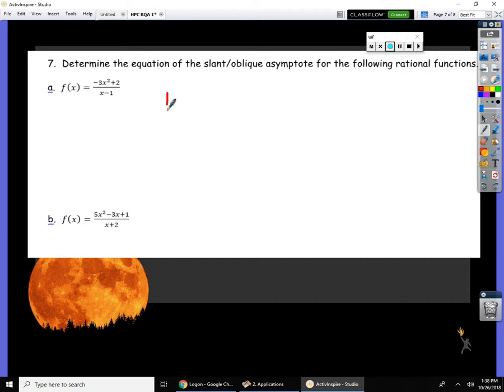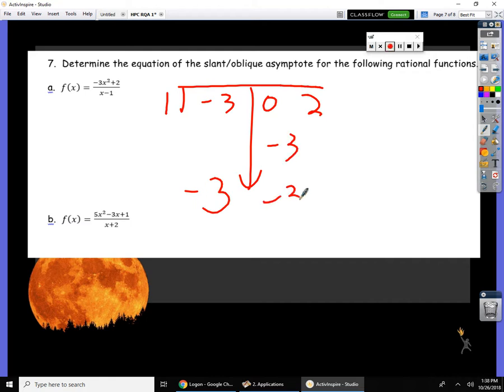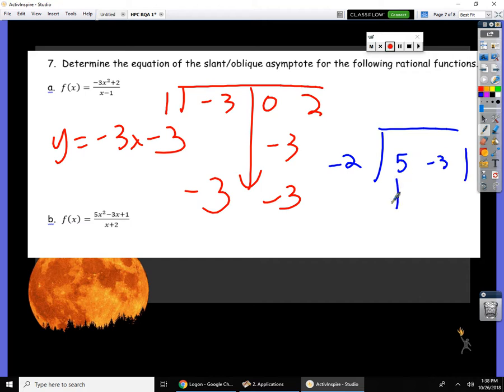So, synthetic division. I'm going to do 1, and then I'm going to do negative 3, 0, 2. What is the 0 of the denominator? Okay, drop it like it's hot. Negative 3 times 1 is negative 3. Add it, negative 3. So y equals negative 3x minus 3. Okay? The next one, what goes on the outside? Negative 2. 5, negative 3, and 1. Drop it like it's hot. 5 times negative 2 is negative 10. Negative 3 plus negative 10 is negative 13. So y equals 5x minus 13. Good? Okay.